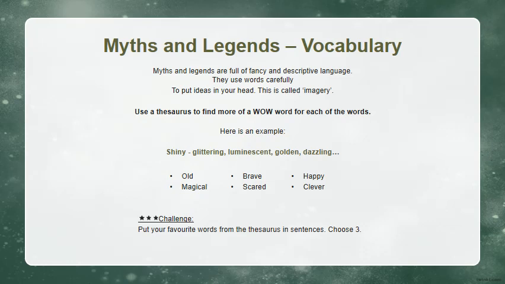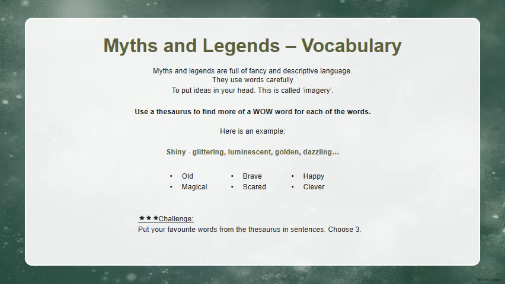luminescent, golden, and dazzling. So, the other few words where you have to find the synonyms from a thesaurus are old, magical, brave, scared, happy, and clever. So find different words for old. Then find different words for magical. Find different words for brave.